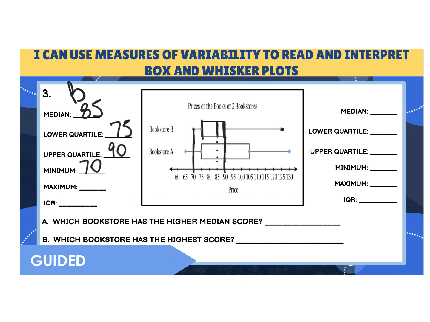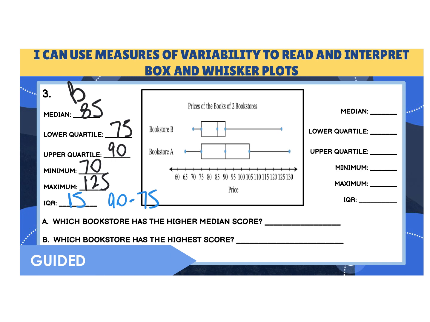And our maximum, which is right here, if we bring it down, it's going to be 125 or close to it. Might be a little bit more, a little bit less. And then our IQR is going to be our upper minus our lower, so 90 minus 75, which will give us 15.